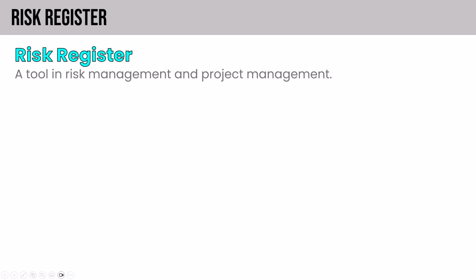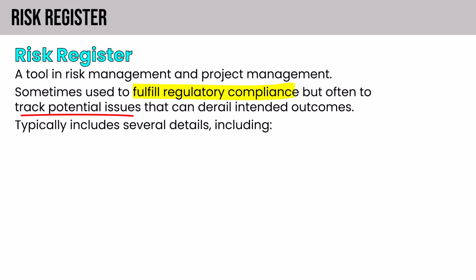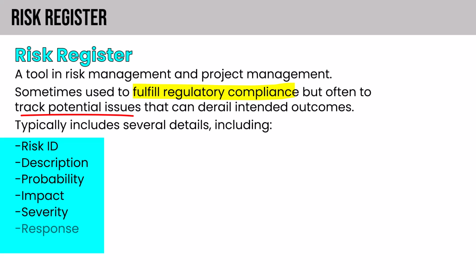Let's move on to the risk register. So the risk register is a tool we use in both risk management and project management. Now, sometimes it's used to fulfill regulatory compliance, but often it's just used to track potential issues that can derail intended outcomes. A risk register typically includes several details like the risk ID, description, probability, impact, severity, intended response, and the owner of that risk.